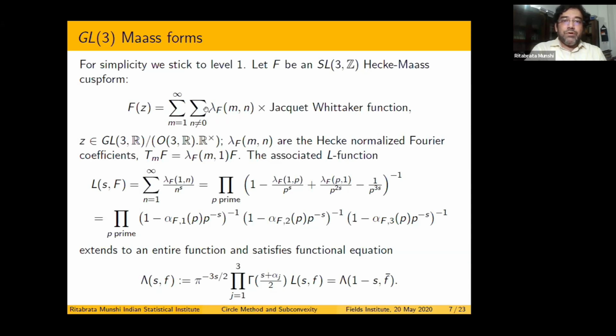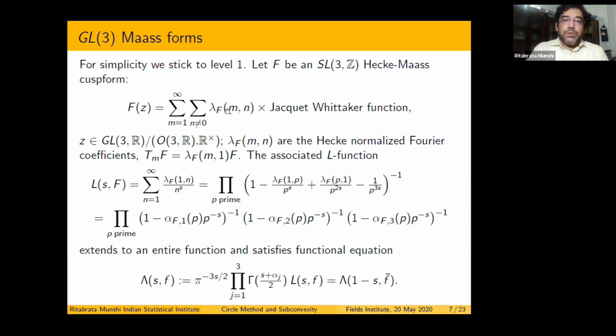So these are the Whittaker Fourier coefficients of the form capital F. And like in the case of GL2, where we had a K-Bessel function, here we'll have an analog of the K-Bessel function that's called the Jacquet-Whittaker function. It's slightly complicated, so I'm not going to write it down.